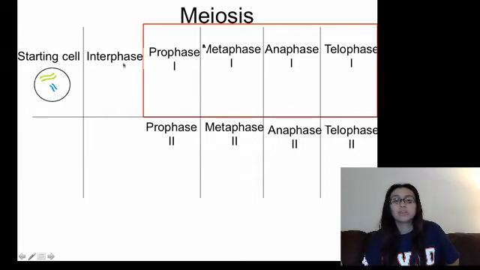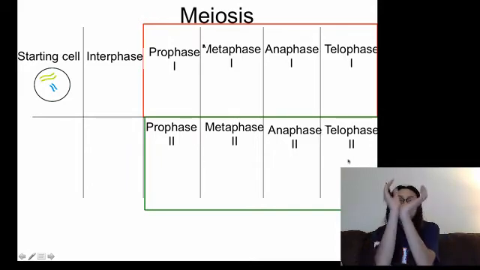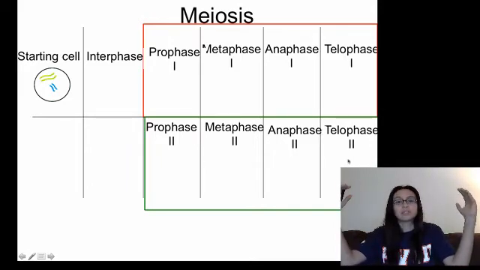So this pair, during these first 4 phases, we're going to separate these 2 from each other and put them into different cells. Same thing here, we're going to put these 2 into different cells. So these first 4 phases, prophase 1 through telophase 1, are all about separating homologous pairs. The next 4 phases are to separate sister chromatids from each other.